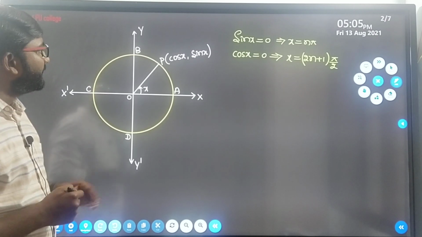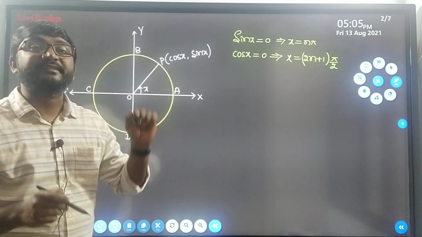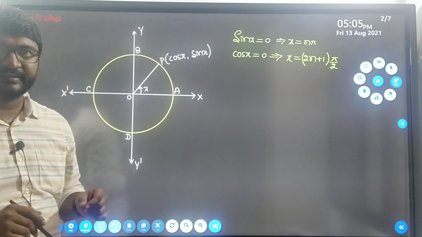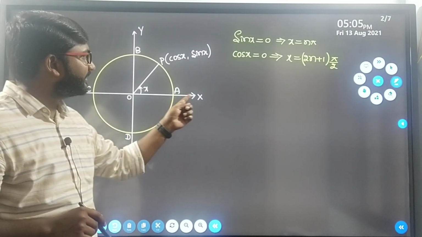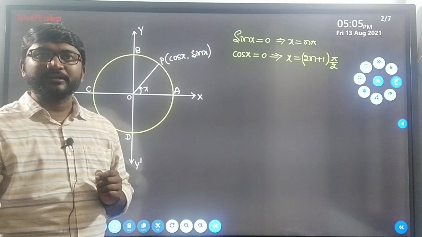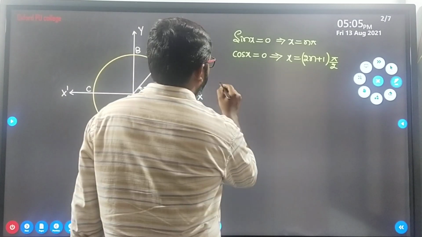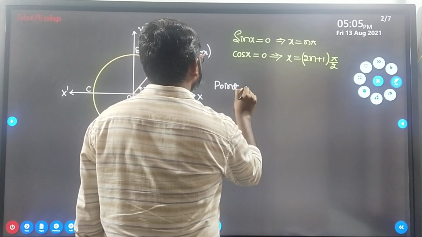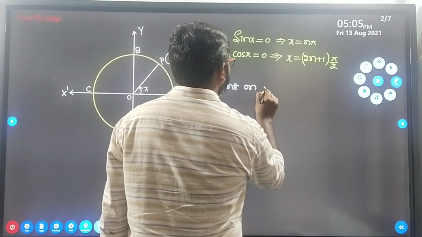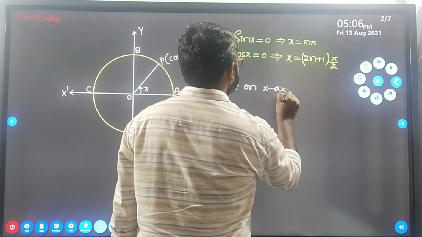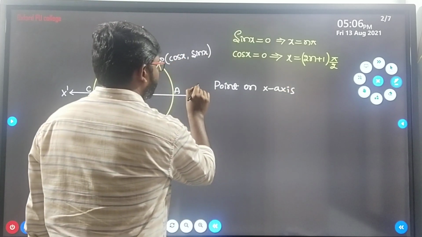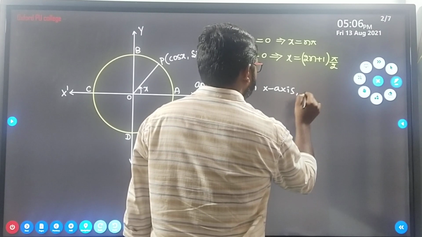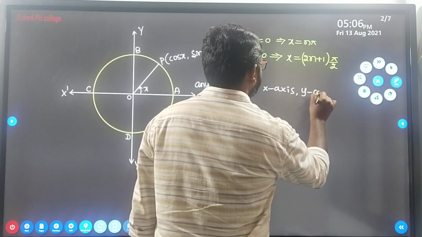Now let us consider any point on the x-axis. Whenever you consider a point on the x-axis, the y coordinate will be 0. So that's what I will write now. Point on x-axis, any point on x-axis, so the y coordinate will be 0.